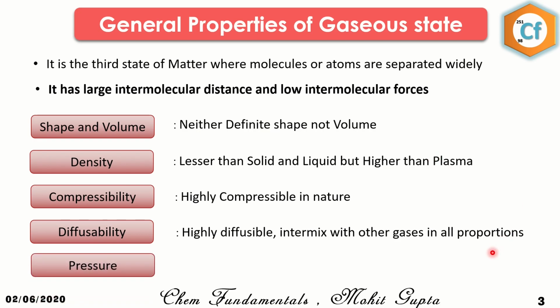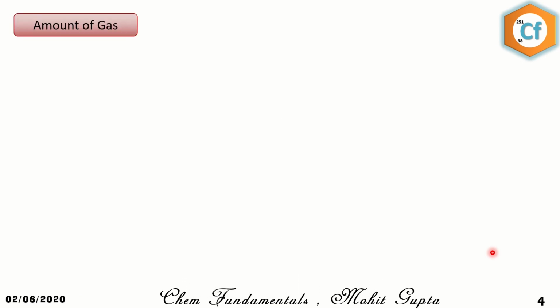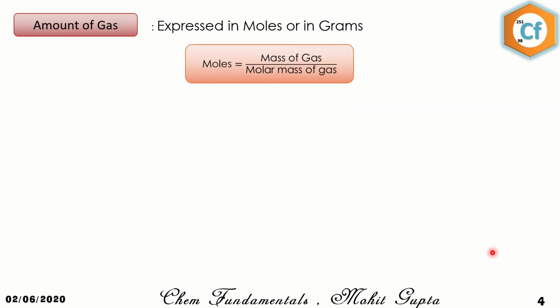The next is pressure. Since the molecules move randomly in all the possible directions, therefore they exert equal pressure in all the possible directions. So next is amount of gas. How can we measure the amount of gas? We can measure the amount of gas in terms of moles or grams. For moles, the formula is already known. It is equal to the mass of the gas divided by its molar mass.